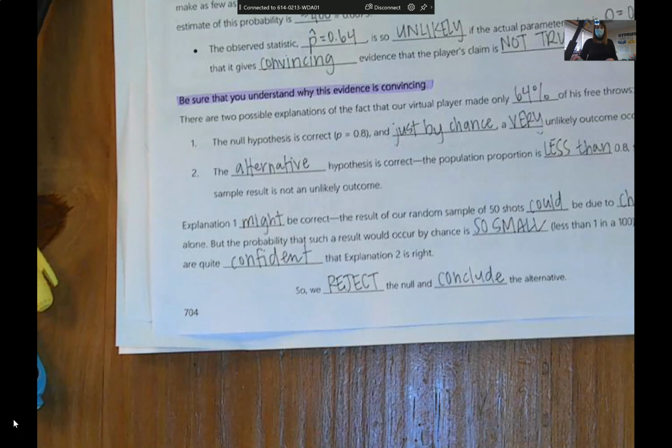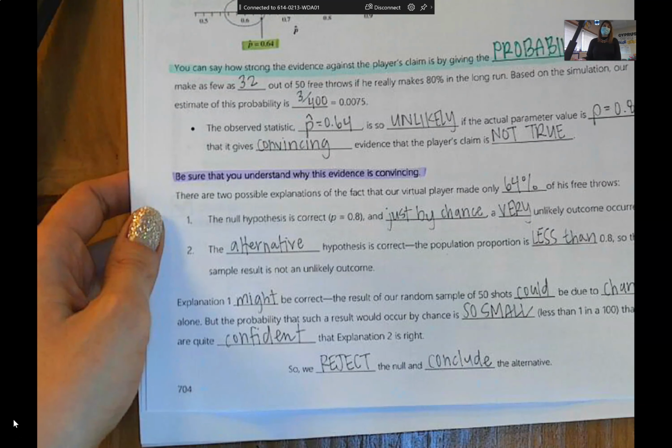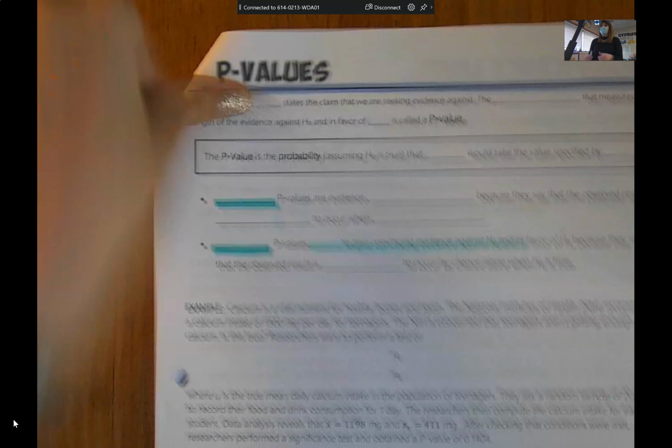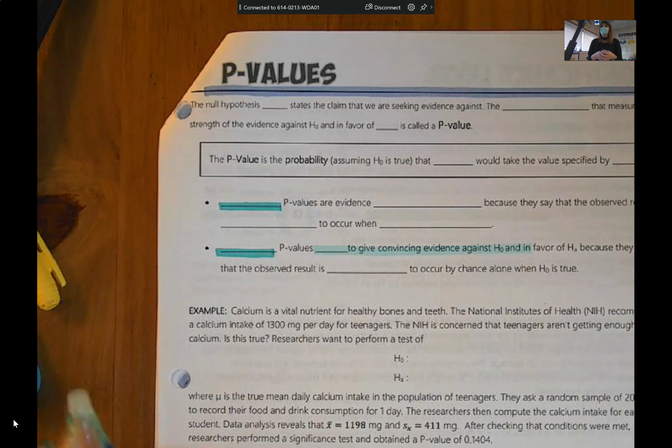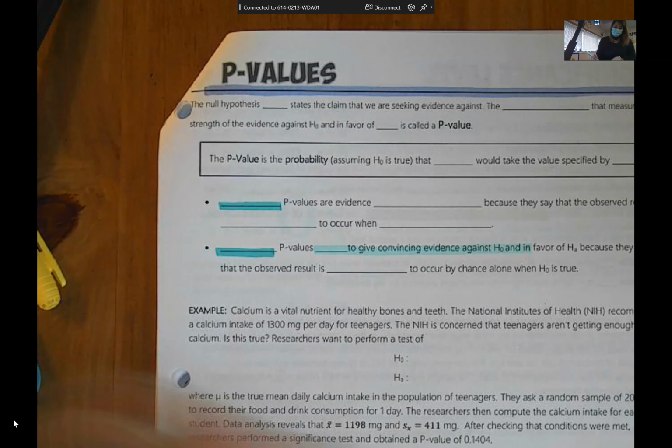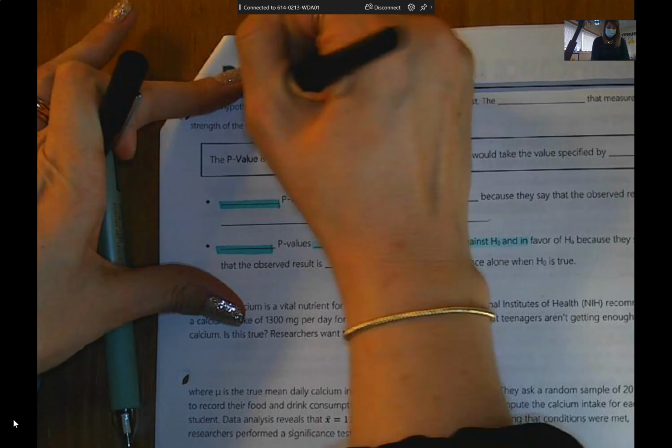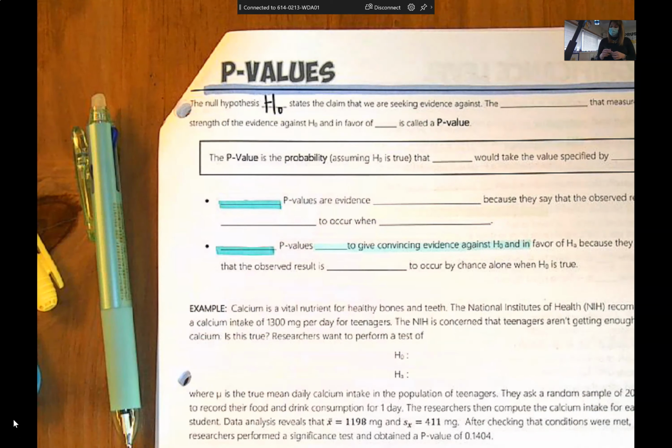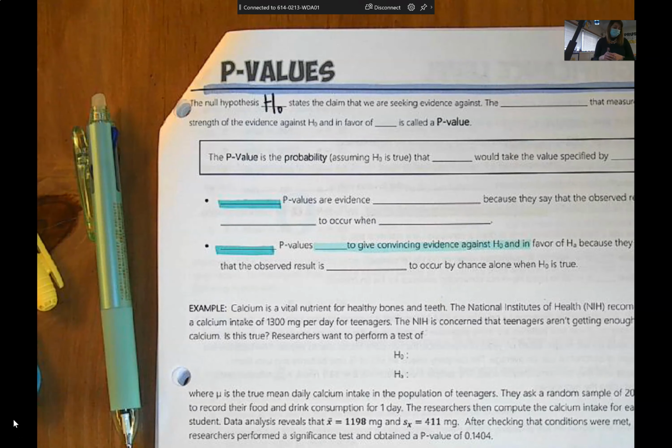So, how do we know if we have convincing evidence? Our sample result is very unlikely. Well, we now have a name for the probability that we use to decide if a claim is true. And it's called a p-value. The null hypothesis, H0, states the claim that we are seeking evidence against.